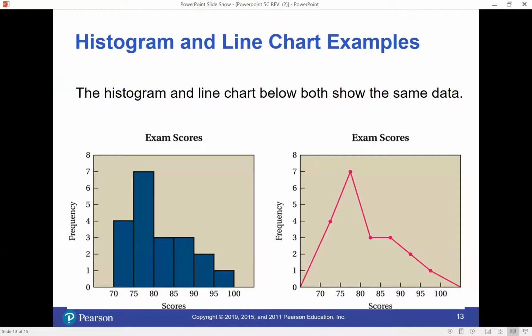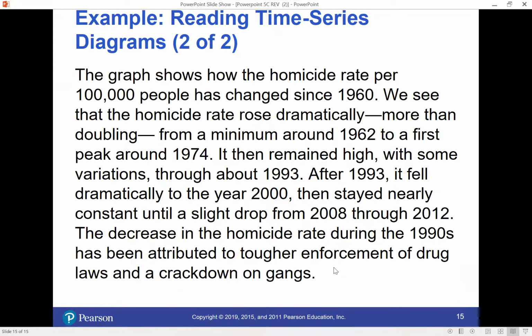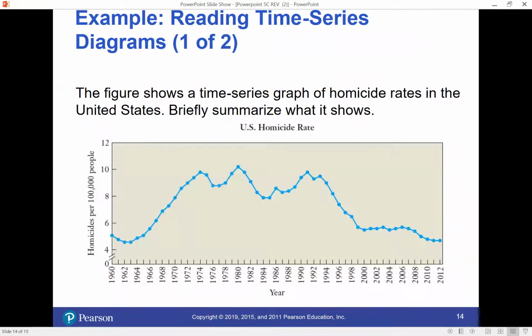So let me zoom in. So here's a time series graph. On the bottom, you'll see the years. And this one goes from, looks like 1960, looks like it's going by, whoops, let me go back, y'all, my bad, looks like it's going by twos all the way up to 2012. Now, on the left side, it's labeled homicides per 100,000 people. So that means 5 homicides per 100,000 people.